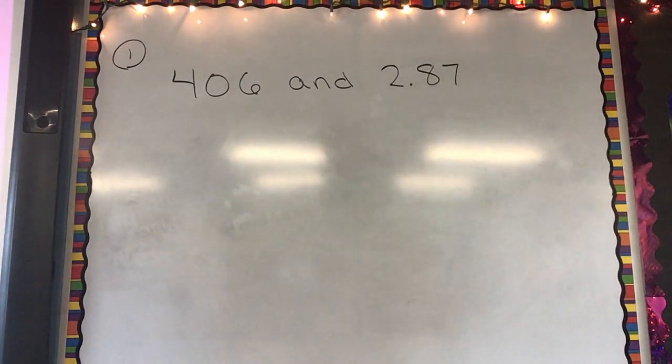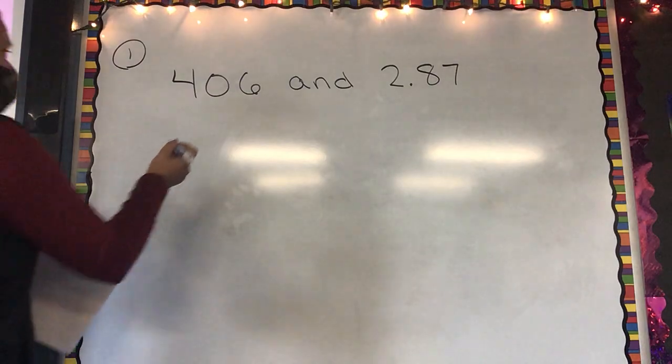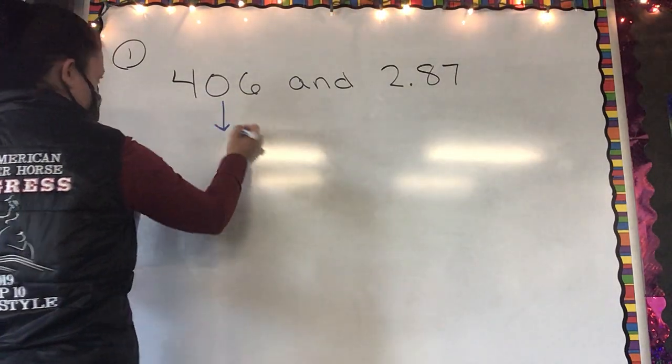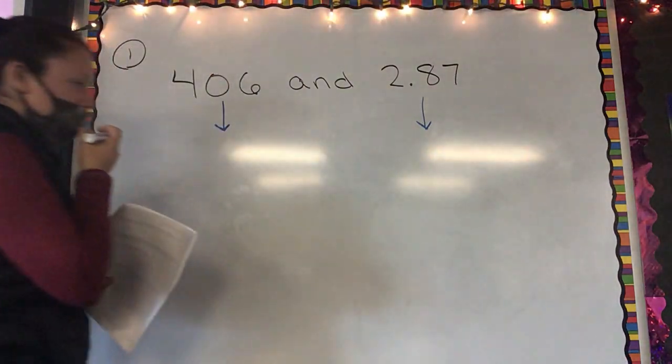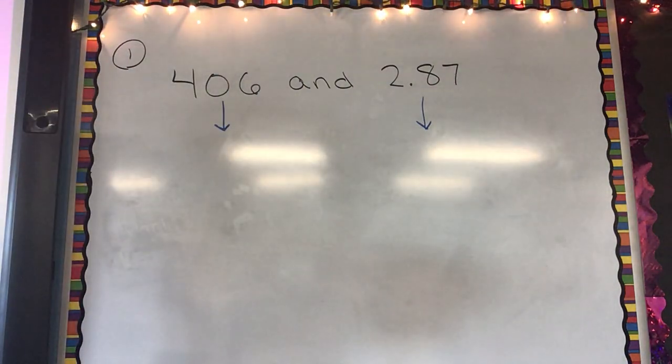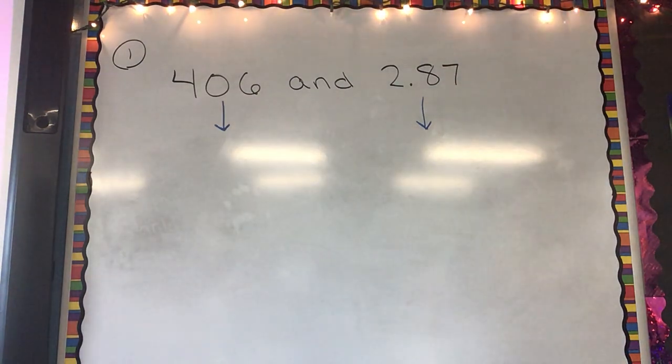All right, so if we're estimating to find products, what do I need to do with these two factors before I would multiply anything? Line them up? Before I line them up, Malia. You round them. I need to round them. Very nice, Malia. Good girl. All right, so 406. What would I round 406 to?